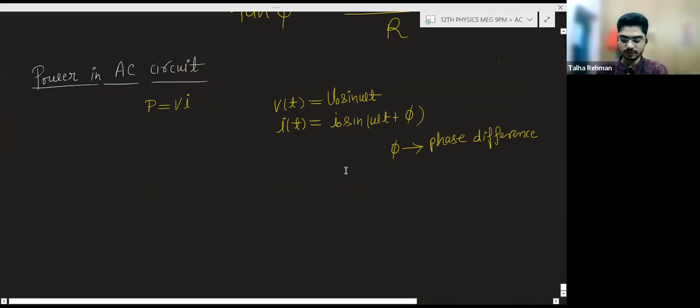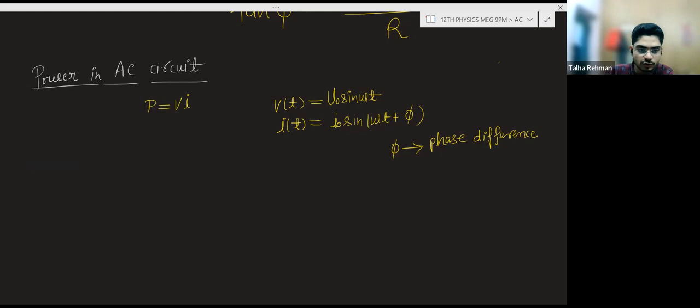So I am discussing power in AC circuit. Basically power is a product of voltage in the circuit and the current. In a DC circuit we have seen power is equal to voltage into current. In an AC circuit, voltage changes with time. So the equation of the voltage is V equals V naught sine omega t, and the equation of the current is I equals I naught sine (omega t plus phi). Phi is the phase difference, omega is the angular frequency, V naught is the maximum value of the voltage, and I naught is the maximum value of the current.